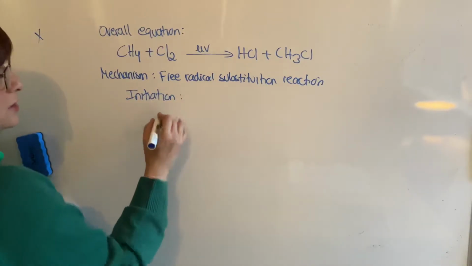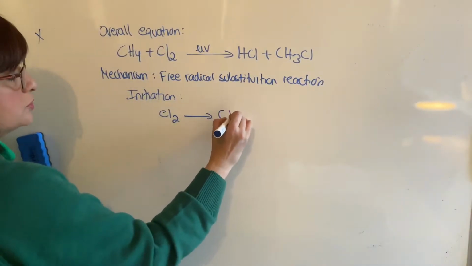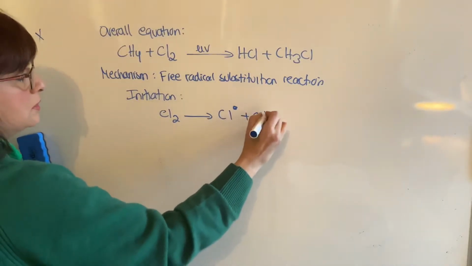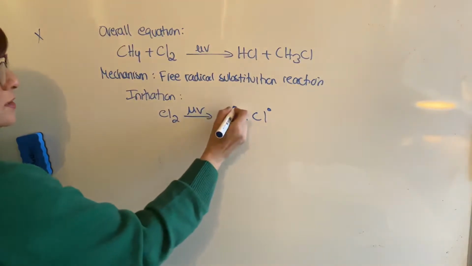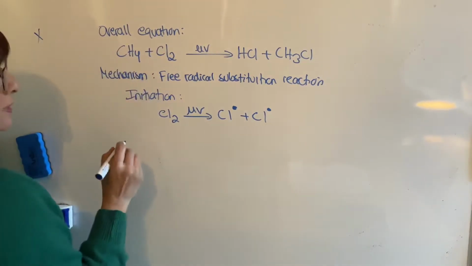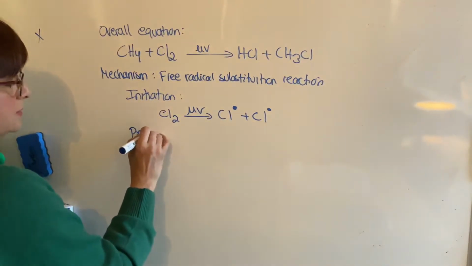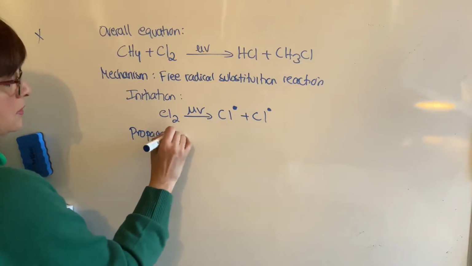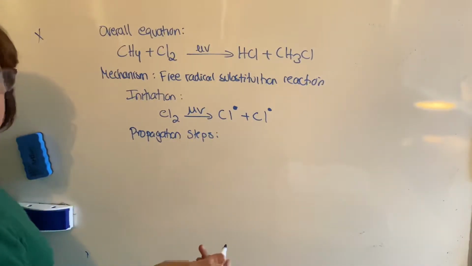Okay, so initiation is when the chlorine is broken down to form 2 free radicals by UV radiation. So those free radicals are now present. They will attack your methane molecule, which is your alkane. So you've got the propagation step next. There are 2 steps in the propagation step.